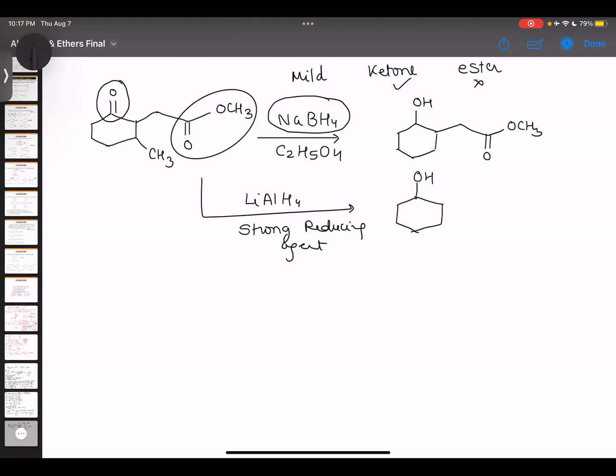So look at it very carefully. This will get cleaved. This double bond will change to OH. Keep track of the number of carbon atoms. There are 2 carbon atoms outside the ring: CH2, CH2, OH. And this will change to OH, and that will come out as CH3OH. Okay, that will also break. Both parts will become alcohol.